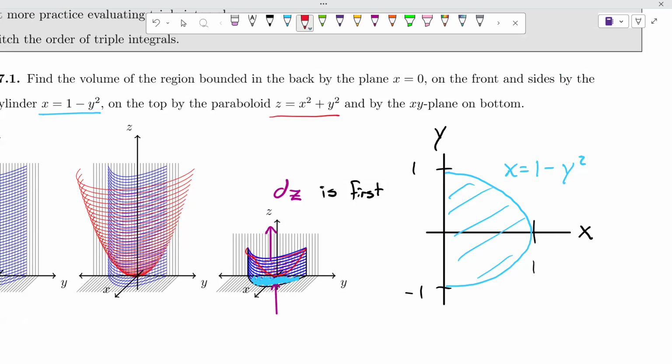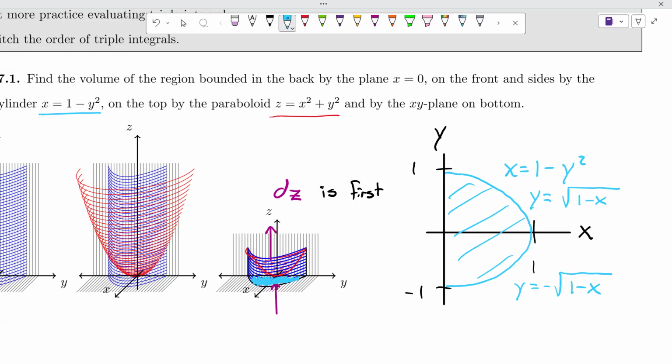And we'd have our options of what to integrate with next. We'd either do y or x second. Either one will work. If I'm going to do y first, I have to solve that blue line for y, which would mean, come back here, I'd have y equals the square root of 1 minus x, and y equals the negative square root of 1 minus x. I do at least still have a clear top and bottom with the positive square root and the negative square root. So I could integrate it that way.